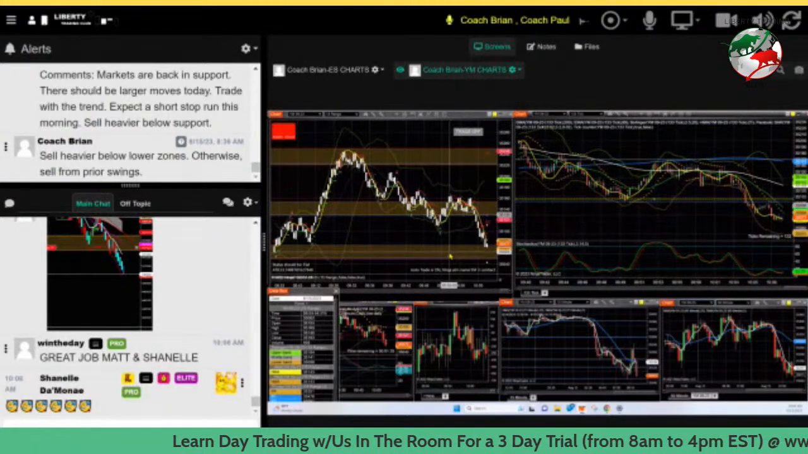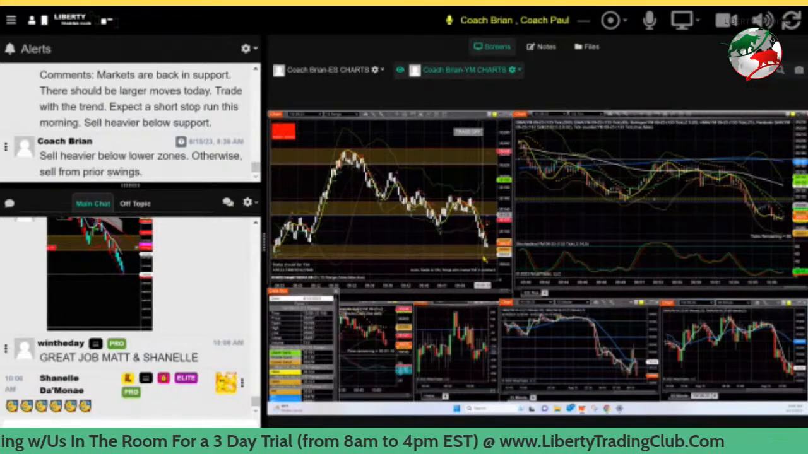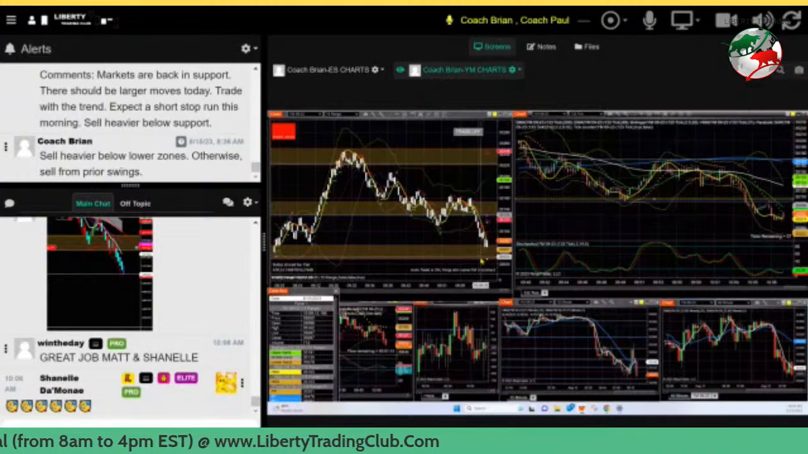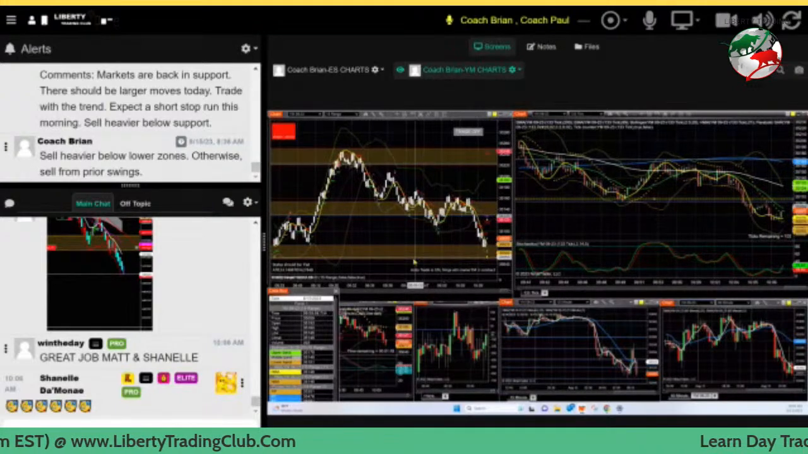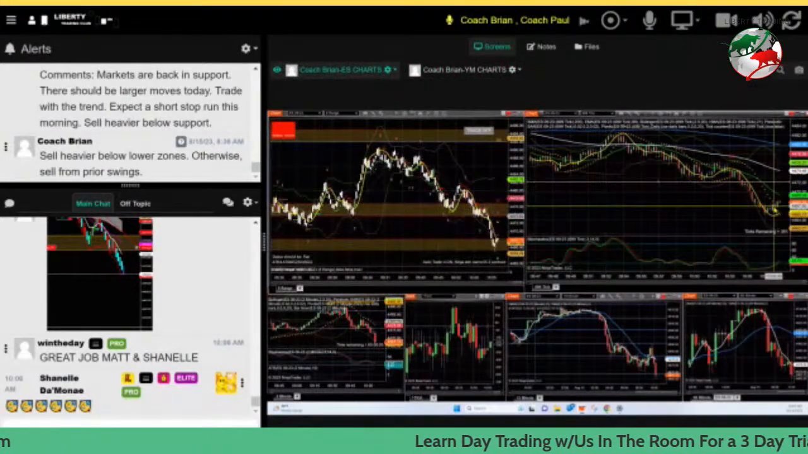Same on the YM now. Approaching that lower zone. You decide, are you locking in profits or are you just keeping your stop where it's at? If we break the lower zone, then it'll be short heavy. Yes, a little W forming, Ganesh.